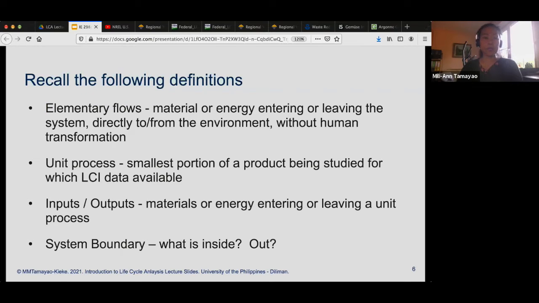Okay, and before we proceed, let's just recall the following definitions. First, elementary flows. These are material or energy entering or leaving the system, and they directly come from or go to the environment, and they don't undergo any human transformation. And unit process. This is the smallest portion of a product being studied for which LCI data is available. And then you have your inputs or outputs. Of course, these are the materials or energy entering or leaving a unit process.